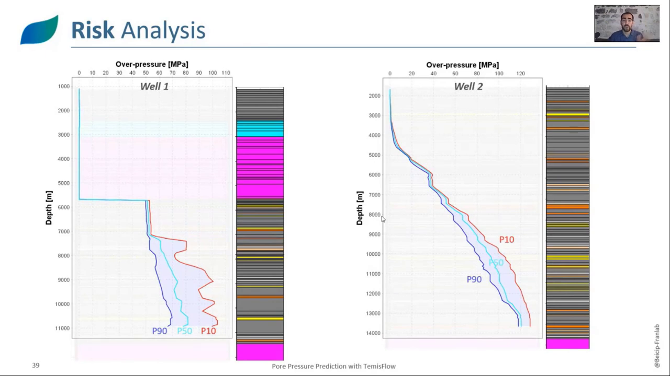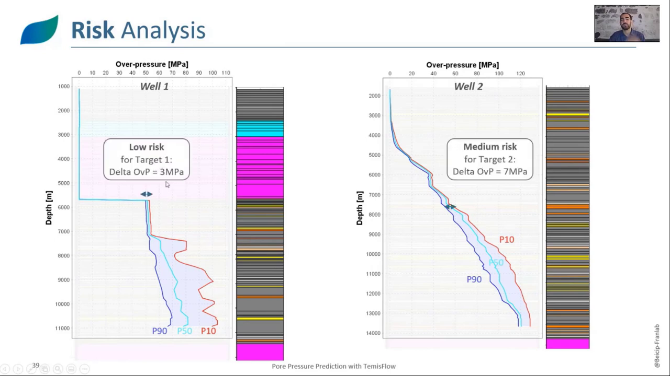And finally, this is the risk analysis, meaning the variability of the overpressure. For the first well, you see right here that underneath the salt, we have a jump of overpressure. Here the P90 is the best case scenario, the P10 is the worst case scenario, so 10% chances to be above that, and the P50, I would say we have 50% chances of being above it. So that is well 1. For well 2, we do not have any salt, but we have a small increase of pressure through time.